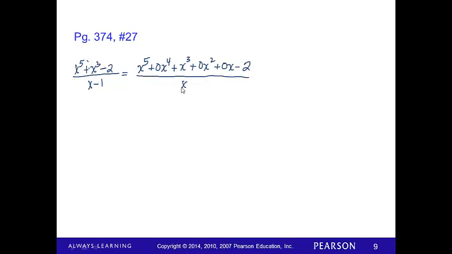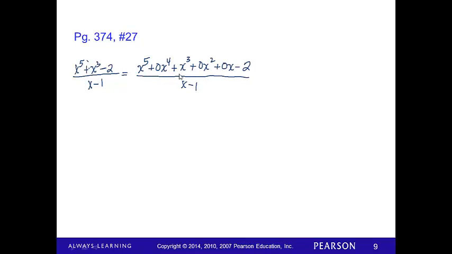So let's go to page 374, and we're going to start by looking at number 27. It says divide using synthetic division. So I have x to the 5th power plus x to the 3rd power minus 2 divided by x minus 1. Well, we notice that we're missing the 4th power here, the squared, and the x term. So let's rewrite this as x to the 5th plus 0x to the 4th plus x to the 3rd plus 0x squared plus 0x minus 2, all divided by x minus 1.